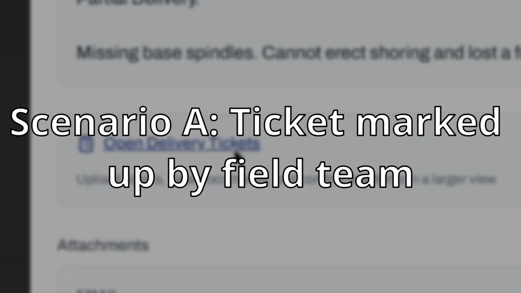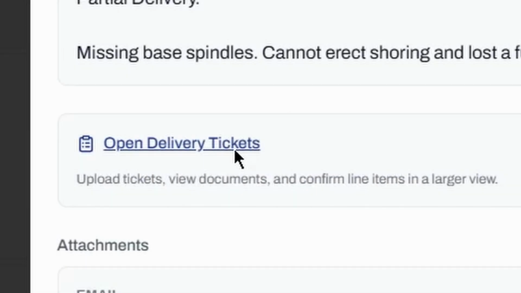Scenario A, the field team marked up the paper tickets with their own counts. Scenario B, a clean ticket with no markups. The field team will enter their counts manually in the platform. The AI handles both, but the results look different. Let's scan our first tickets.